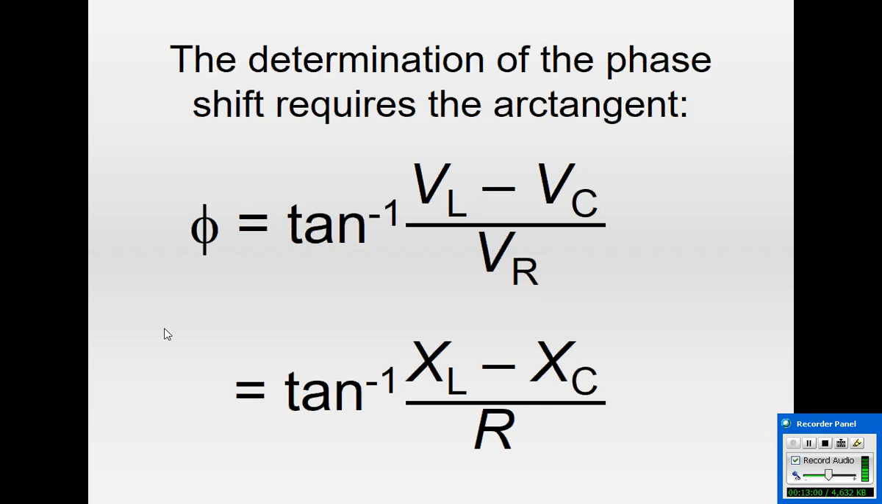Further use of right triangle mathematics would tell us that the tangent of the phase shift phi is equal to opposite over adjacent. The opposite side is the difference between the voltage across the inductor and the voltage across the capacitor. The adjacent side is the voltage across the resistor. So I can say that phi is equal to the inverse tangent of VL minus VC all over VR. But similarly, I can also say that the phase shift phi is the inverse tangent of the inductive reactance minus the capacitive reactance divided by R.